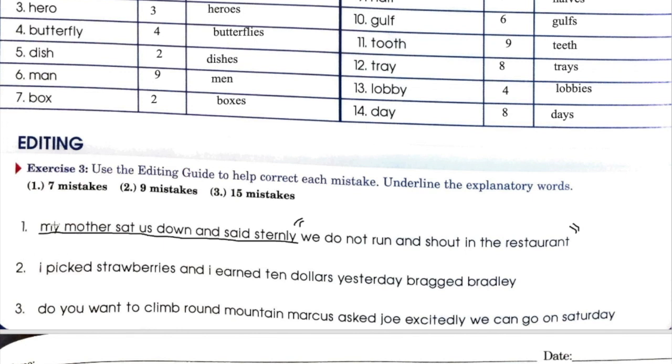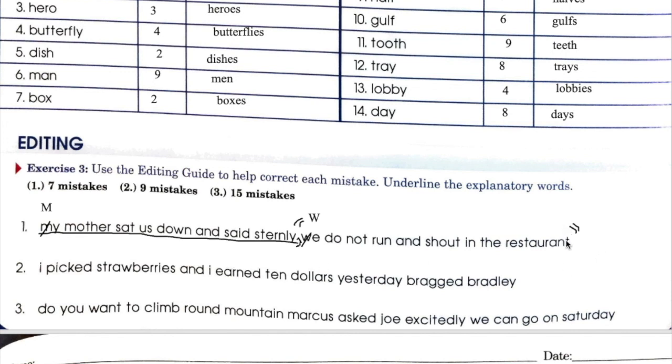And now let's go back to the beginning. Capitalize my, first word of the sentence. My mother sat us down and said sternly. We have explanatory words at the beginning. That means we need a comma after the explanatory words. It's kind of hard to see that comma. Okay, and then we capitalize the first word inside the quotation marks. We do not run and shout in the restaurant.